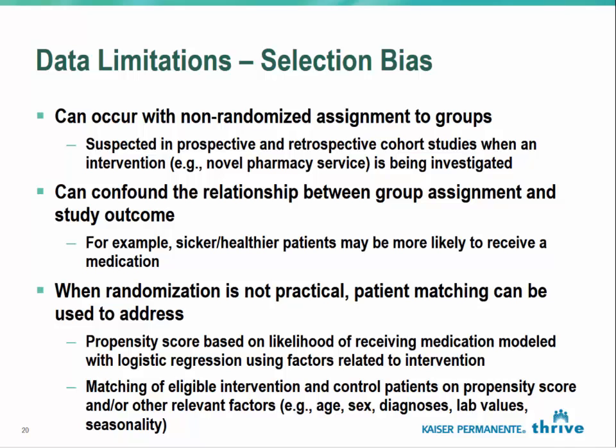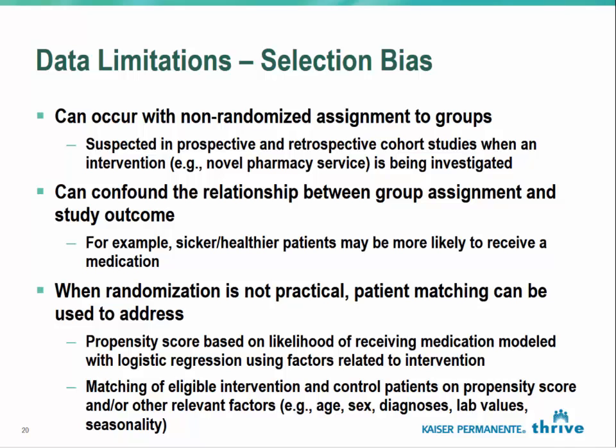An example would be sicker, healthier patients more likely to receive a medication. So we're testing one medication against another in our study, and we're saying, oh yeah, well these patients got it, these ones didn't. Well, there could have been a systematic reason why they didn't get it. One way to get around the selection bias is patient matching.